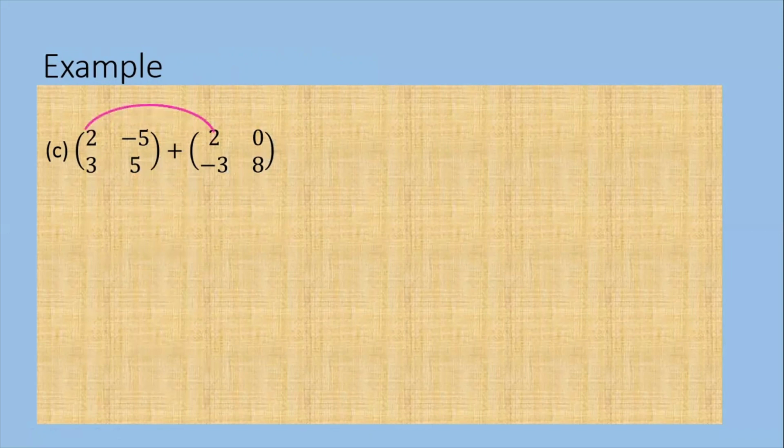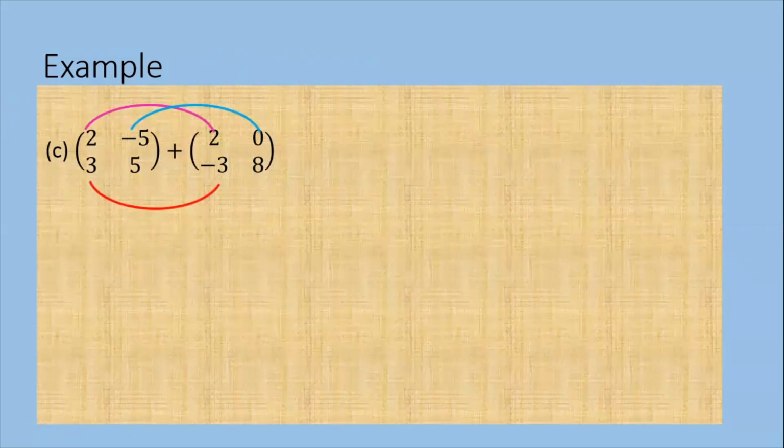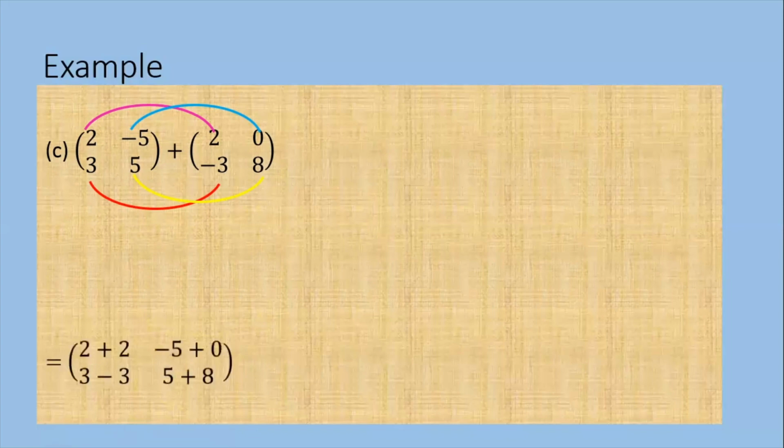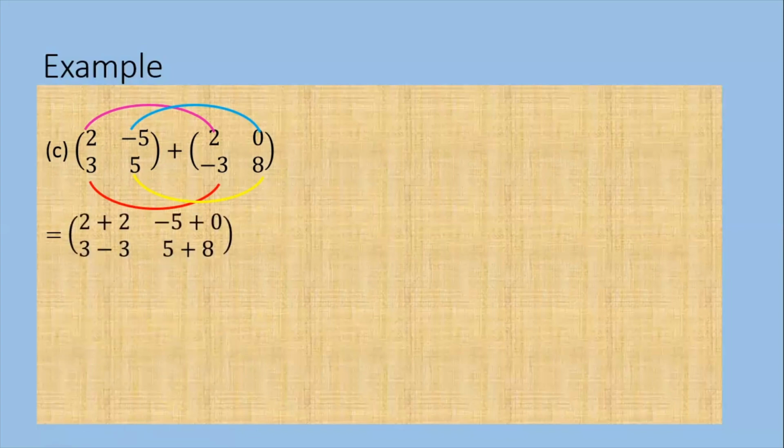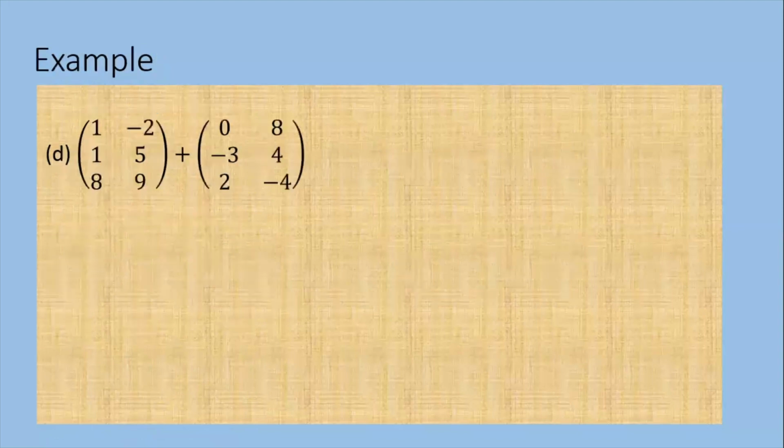So that will be 2 with the 2 here. Minus 5 will be with 0. 3 has a corresponding element of minus 3. And 5 has a corresponding element of 8. So that will be 2 plus 2, minus 5 plus 0, 3 minus 3 and 5 plus 8, which will give you 4, minus 5, 0, 13, which is the final answer.